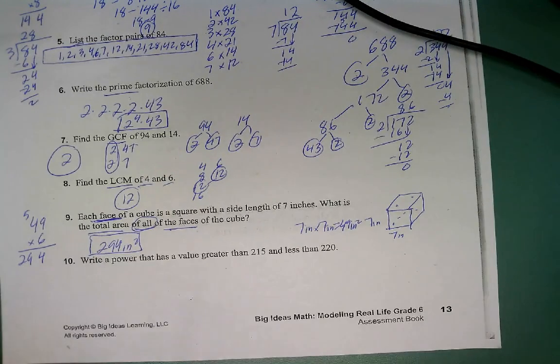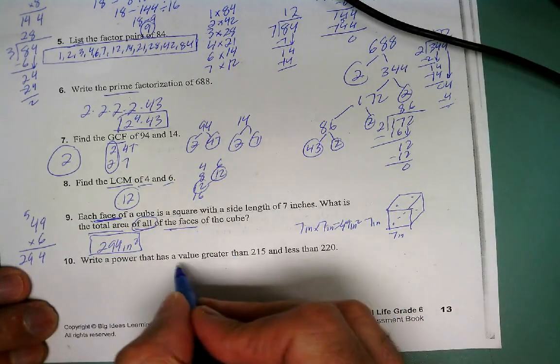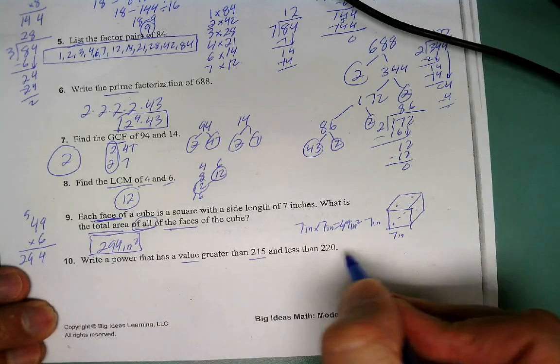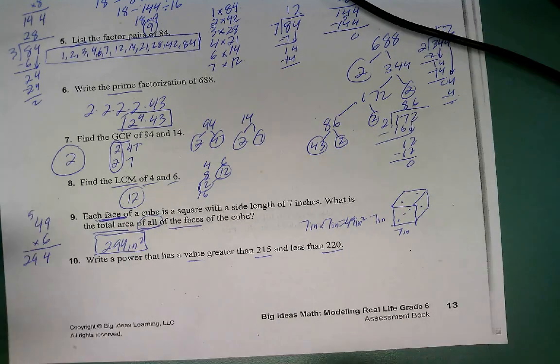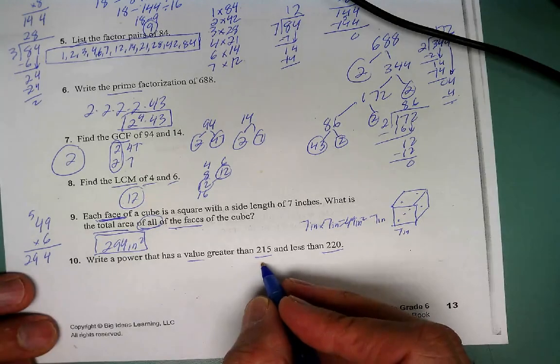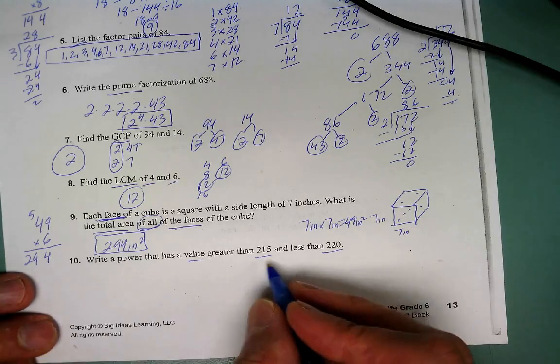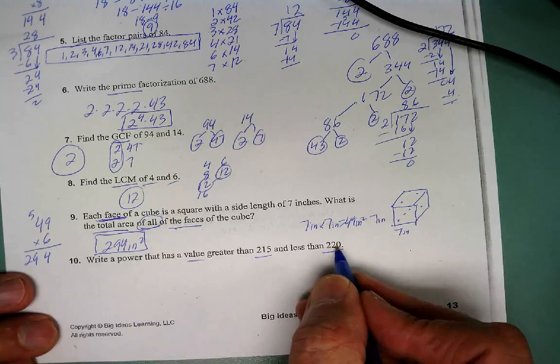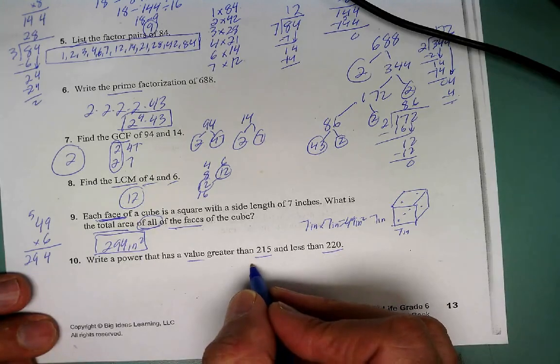All right, that last one on this page, right? A power that has a value greater than 215 and less than 220. Now I know 15 times 15 is 215. Oh no, it's 225, huh? And 14 times 14 is 196. So I'm thinking that's impossible. But that's only to the 2nd power.